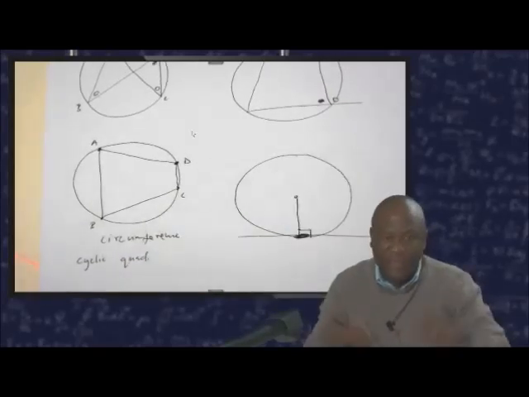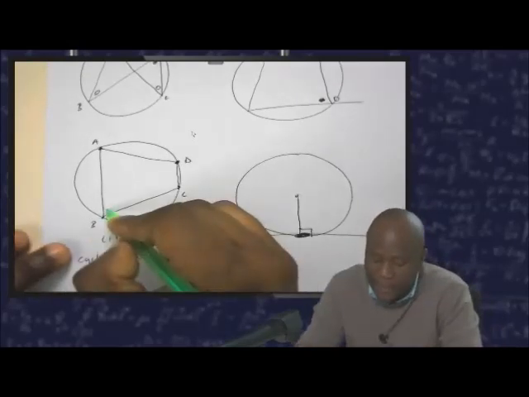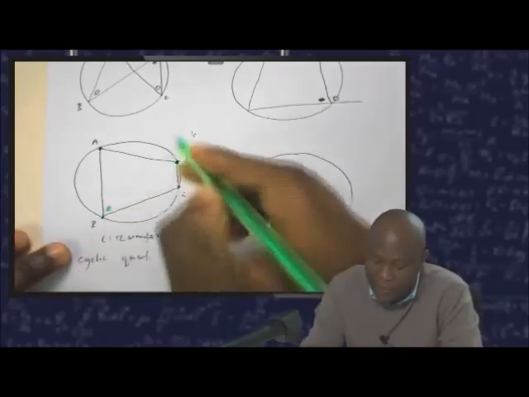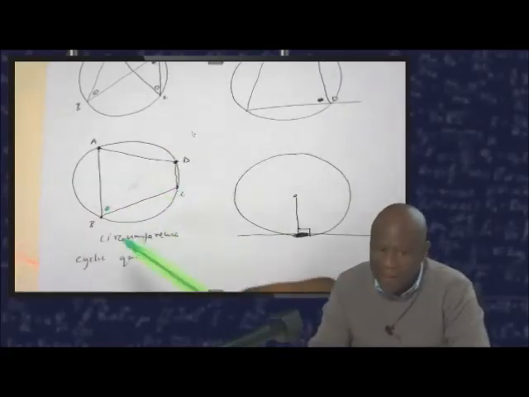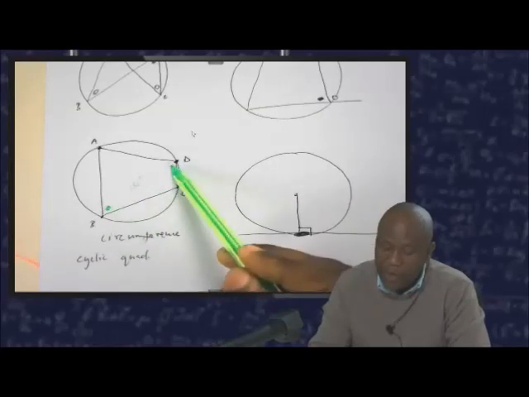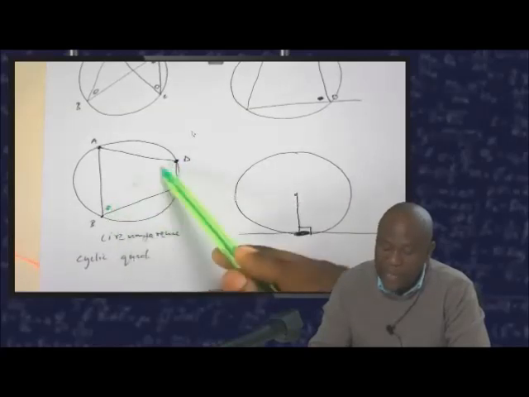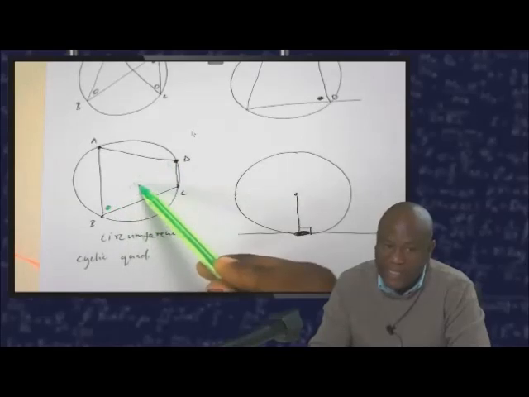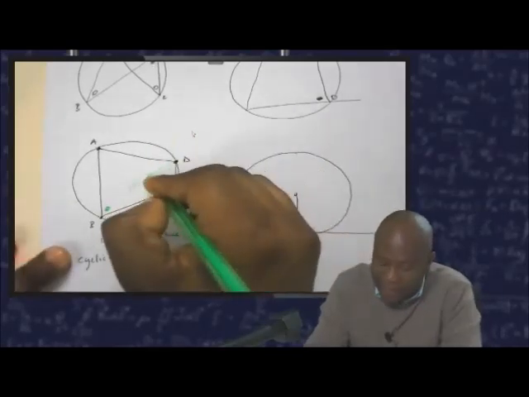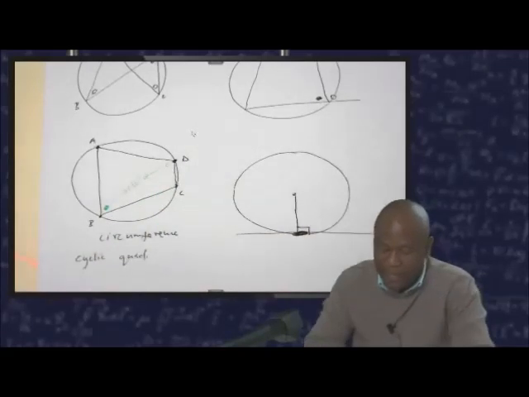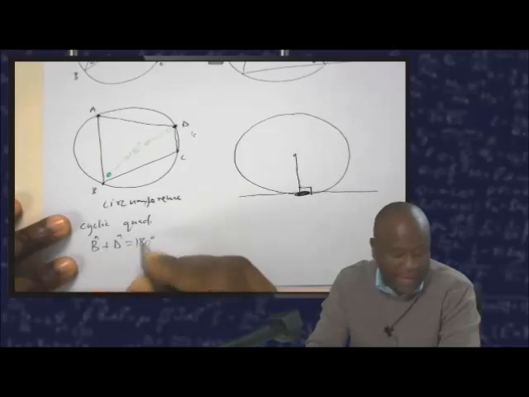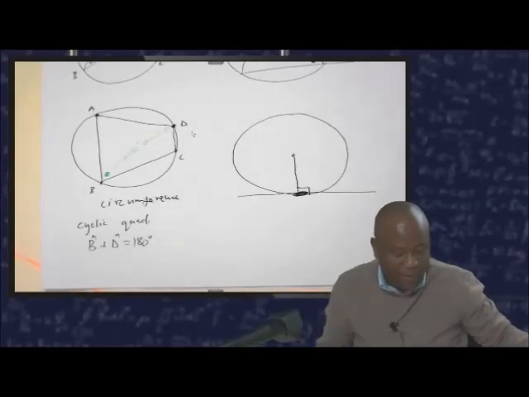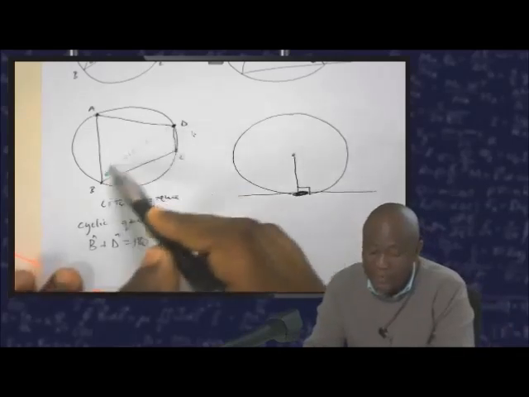What do we know about a cyclic quadrilateral? The opposite angles of a cyclic quadrilateral will give you 180 degrees. The sum of two opposite angles of a cyclic quad must give you 180 degrees. When you add angle B plus angle D, it is equal to 180 degrees because they are opposite angles of a cyclic quadrilateral. Please keep that in mind.